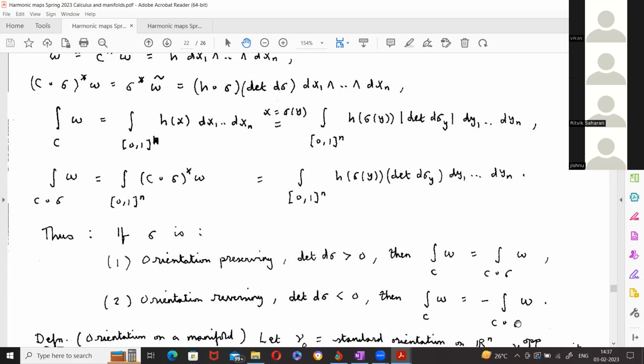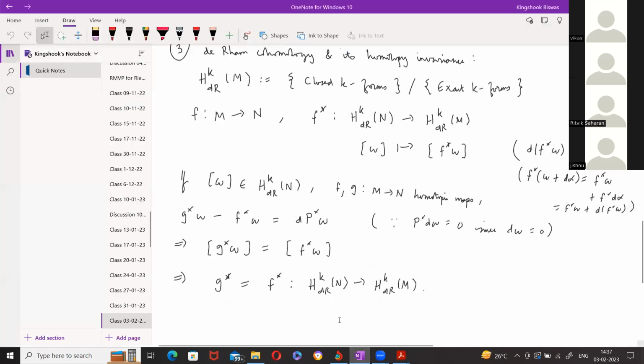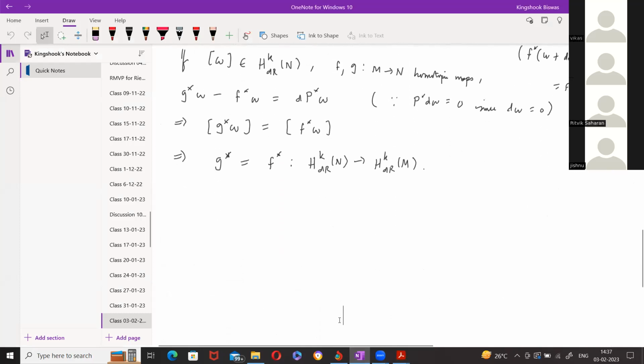So we can see that the integral is not quite invariant under reparametrization. It depends on whether the reparametrization is orientation preserving or orientation reversing. Is that clear? Yes, it's clear.